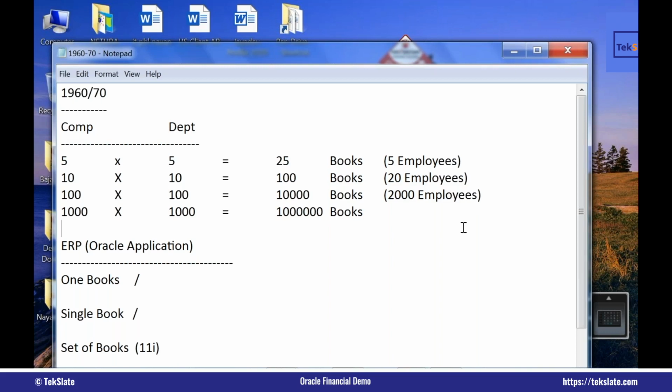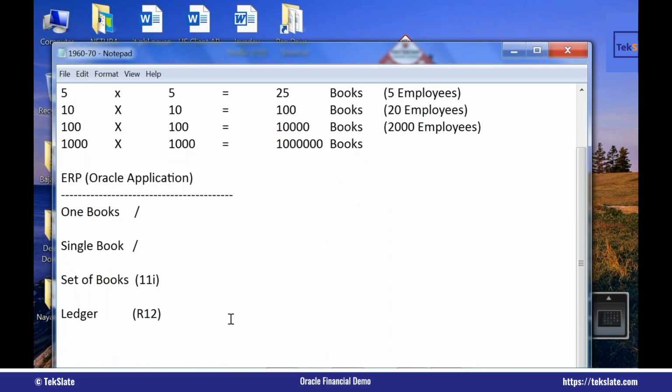Set-up books is also no more today. Set-up books is gone with 11i. 11i is the older version. Today the latest version is R12. So in R12, what we have is the ledger. The beauty of the ledger is that though you have 100 companies, 100 departments, though you have 1,000 companies and 1,000 departments, it doesn't matter. Using Oracle application, we can manipulate with a single ledger. One ledger is enough. In one ledger you can capture the data for your whole business.